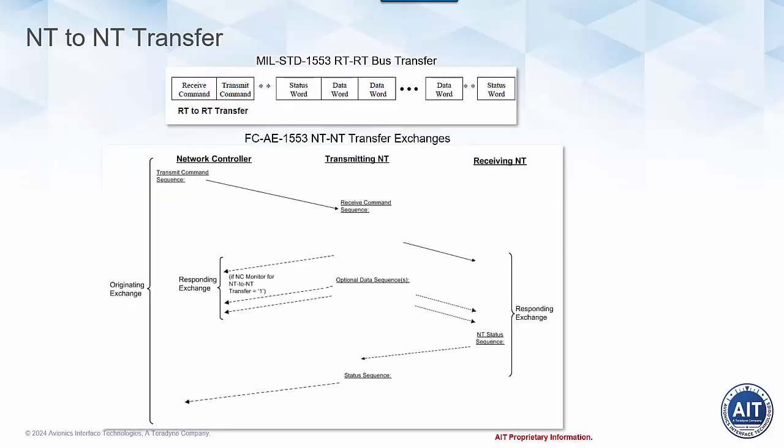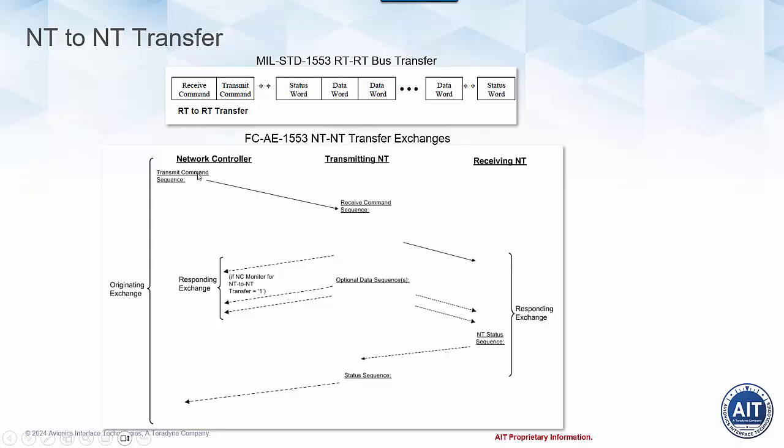We look at an NT to NT transfer. So if we look at how this occurs on standard 1553, the bus controller issues a receive command to the receiving NT. Then it issues a transmit command to the transmitting remote terminal. The transmitting remote terminal issues a status word, then all of the data words. And then finally, after the receiving RT receives all the data, it issues a status word.